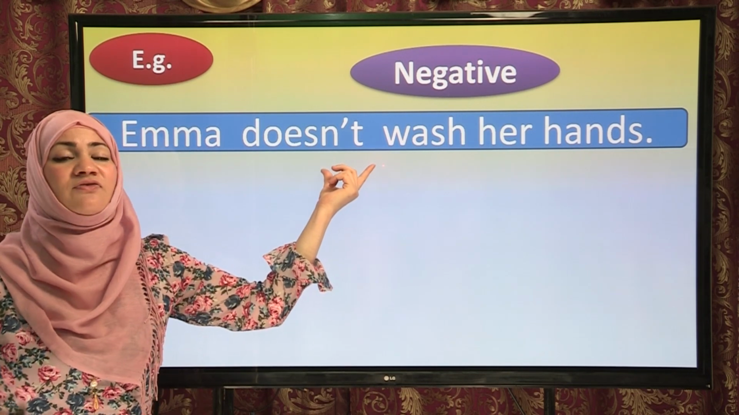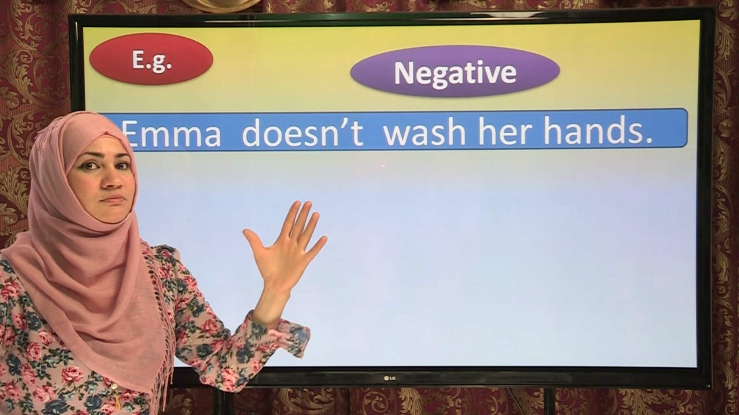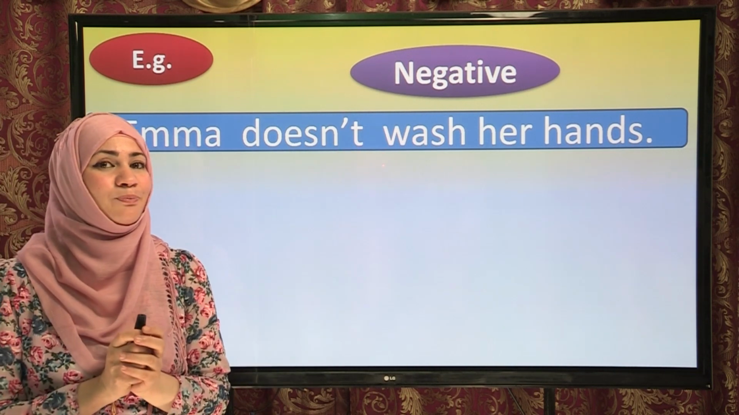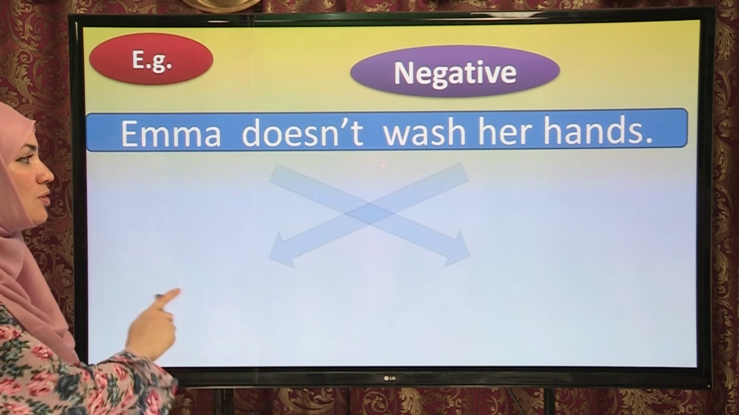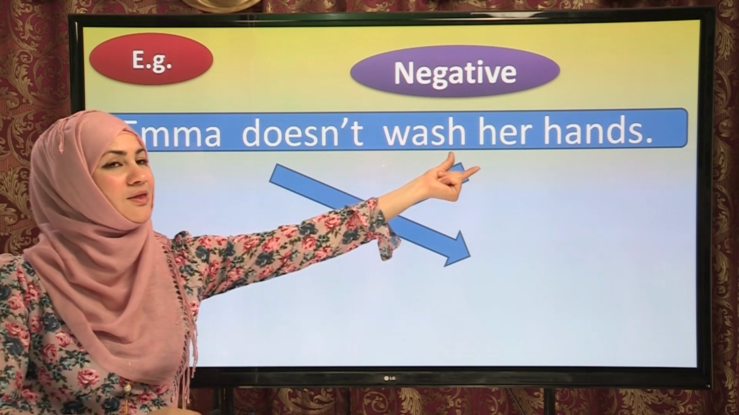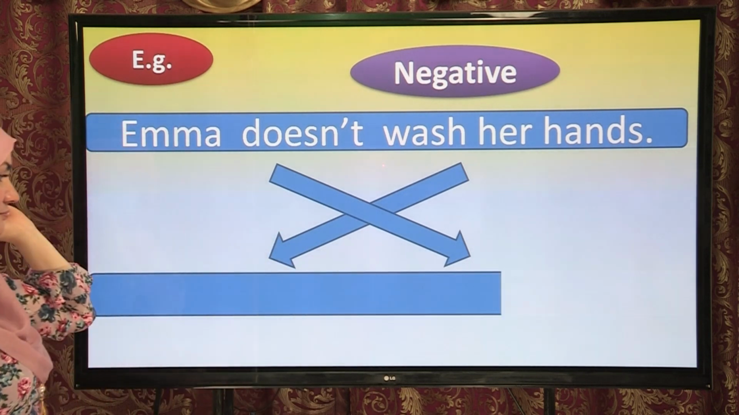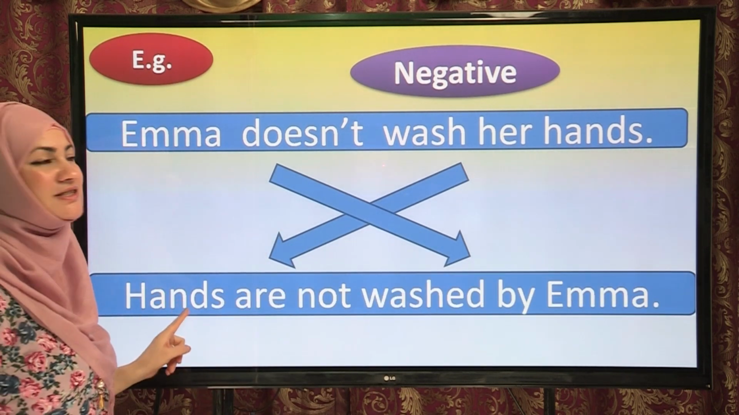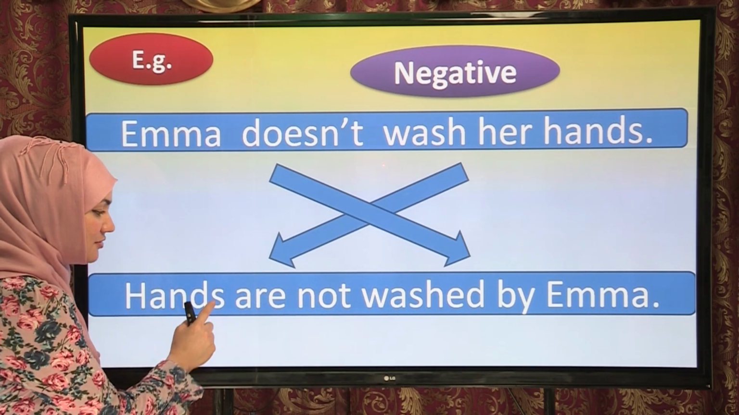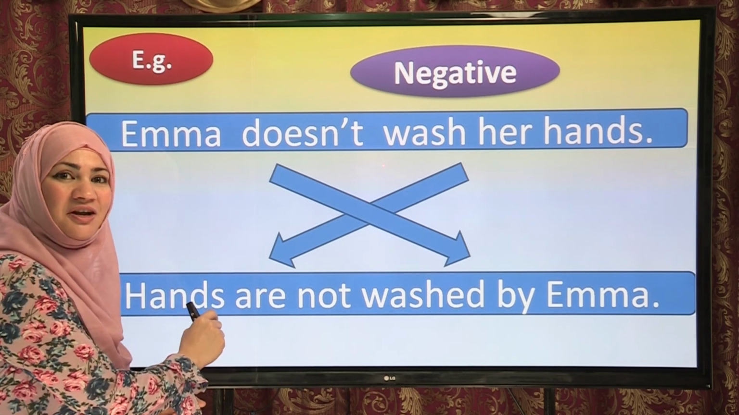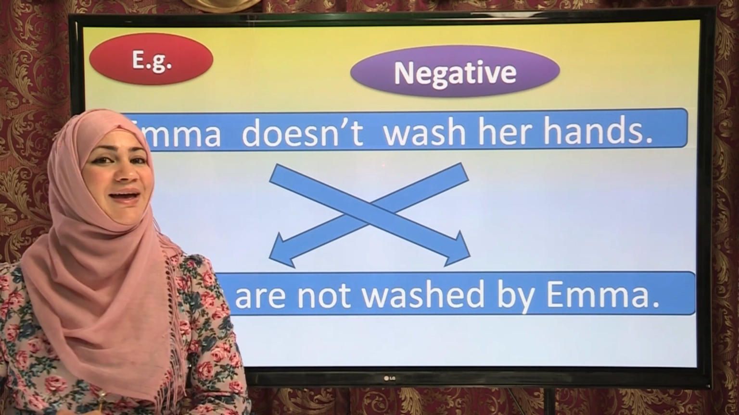This is an active negative sentence. Active form, the sentence is in negative. We will transform it to passive voice. So the sentence will be how? It will be like that. The arrow, the object here, the subject here, the verb. Good. We will start with hands. Follow me, my students. What do we have in hands? We have S. Very good. Hands are not washed by Emma.